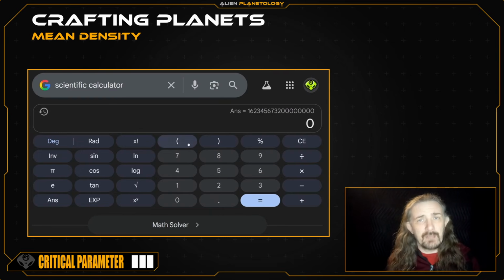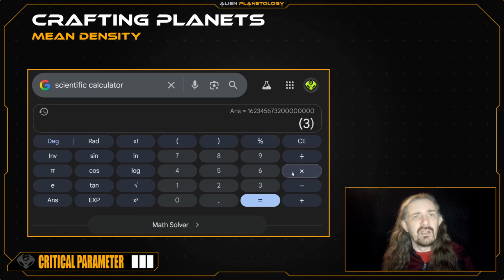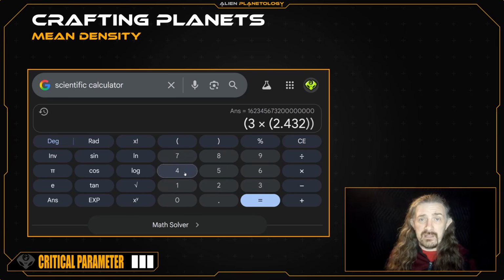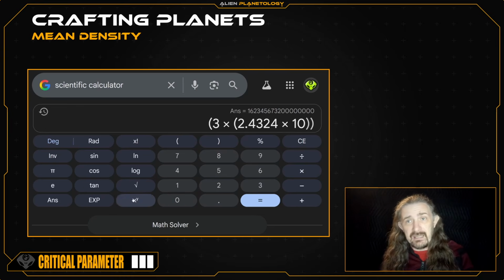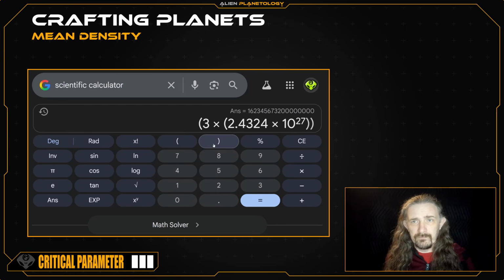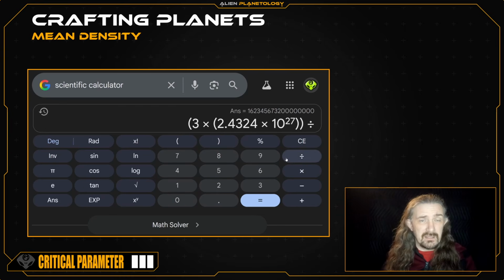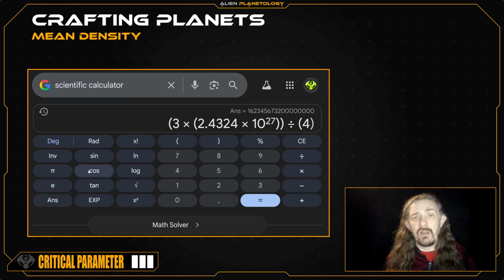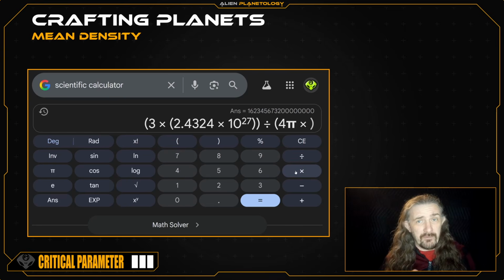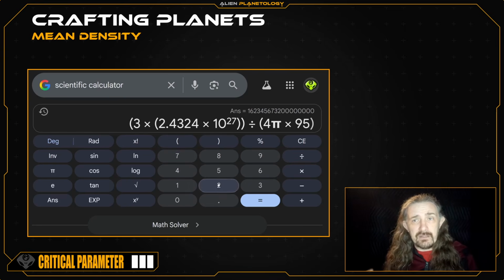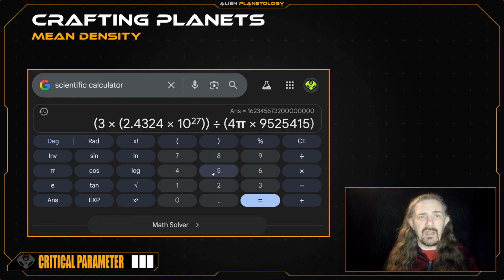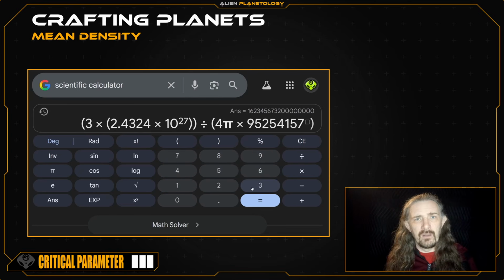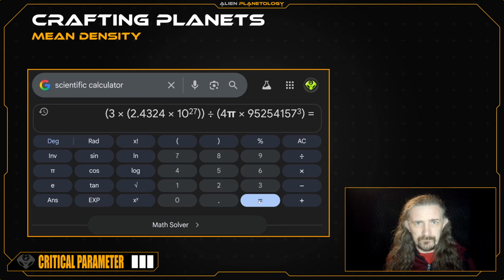So in the calculator, I'm going to start by opening parentheses and entering 3, multiply, open another parentheses, and put in the planet's mass in kilograms. Then close both parentheses, divide, open another parentheses and enter 4 pi times the planet's radius in meters raised to the 3rd power. Then close the parentheses. Your equation should look something like this.